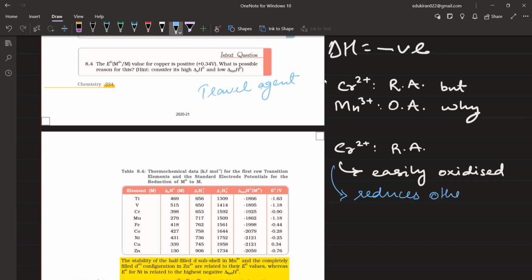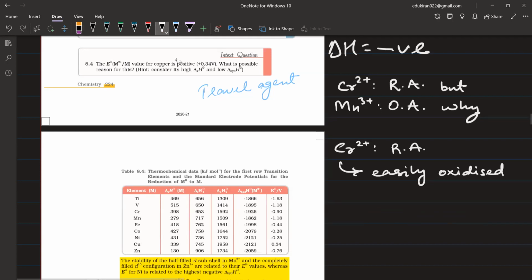So with Cr2+, what happens to the other? It gets reduced. When one thing gets reduced, what happens to the other thing? Something is oxidized. Is everyone understanding this, yes or no? Reducing agent will reduce the other, and Cr2+ is going to get easily oxidized.